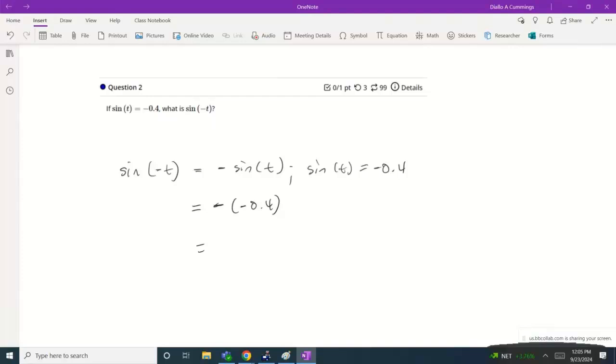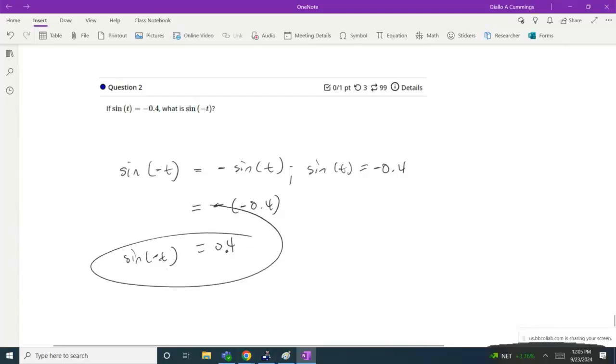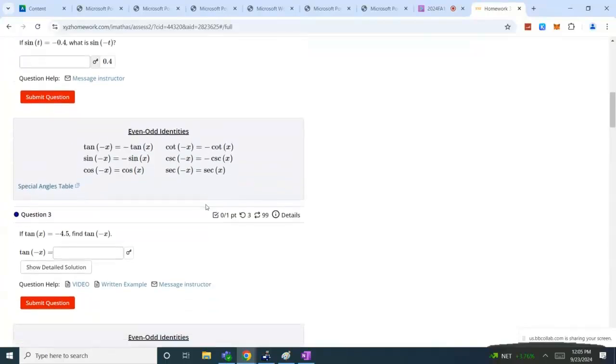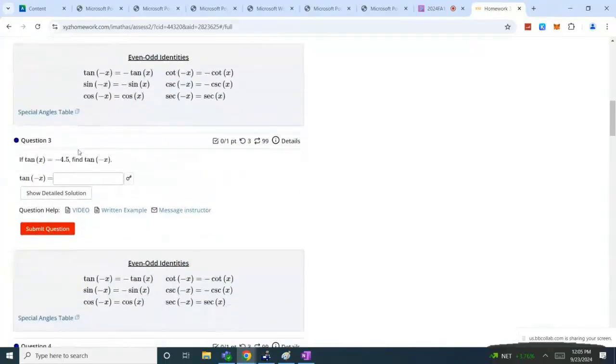And then a negative times a negative is a what? Positive. So the sine of negative t should equal 0.4. All right, so the answer should be positive 0.4. All right. Number 3 says if the tangent of x is equal to negative 4.5, what's the tangent of negative x?